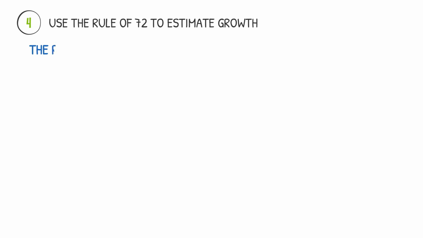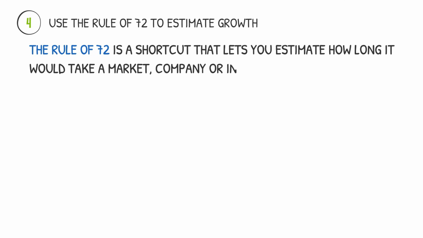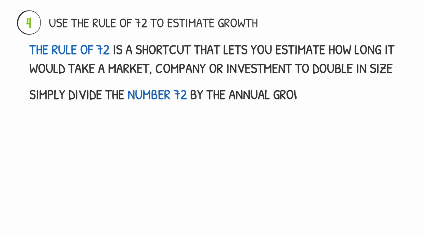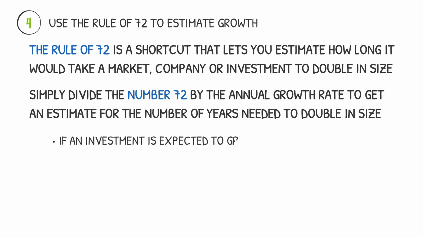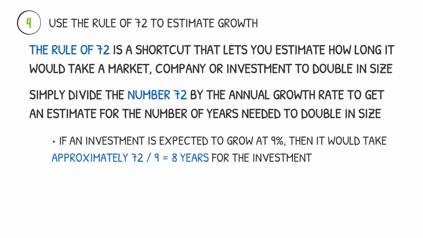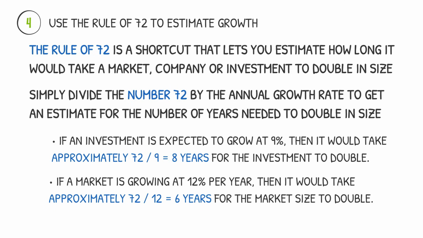Tip number 4. Use the rule of 72 to estimate growth. The rule of 72 is a shortcut that lets you estimate how long it would take a market, company, or investment to double in size. Simply divide the number 72 by the annual growth rate to get an estimate for the number of years needed to double in size. For example, if an investment is expected to grow at 9%, then it would take approximately 72 divided by 9, or 8 years for the investment to double. If a market is growing at 12% per year, then it would take approximately 72 divided by 12, which equals 6 years for the market size to double.